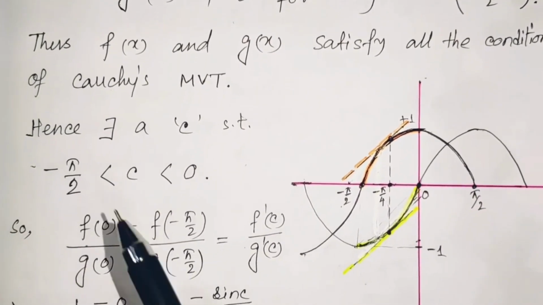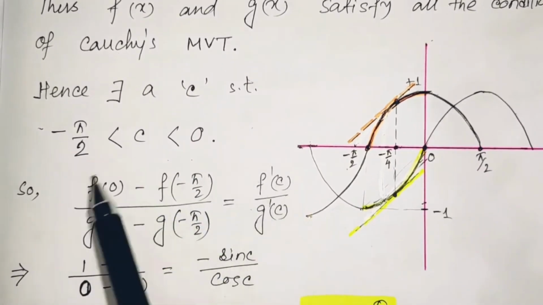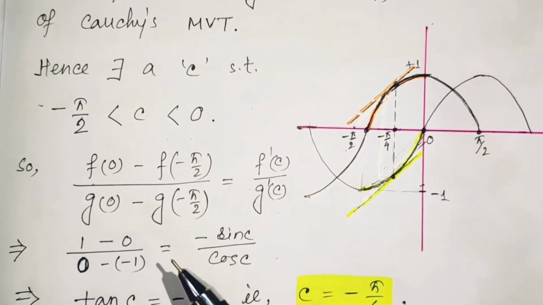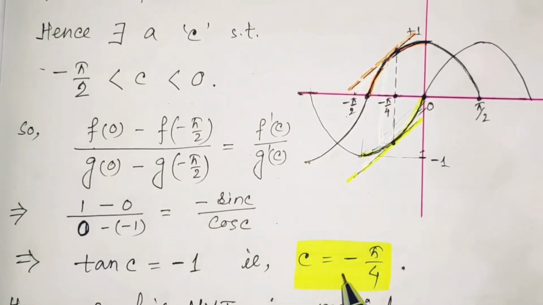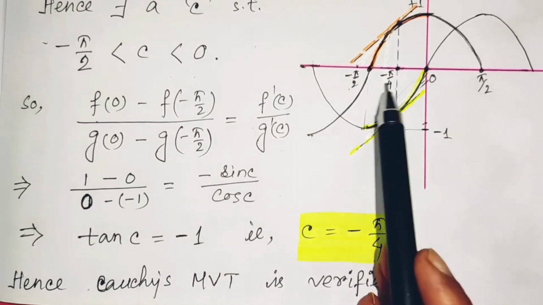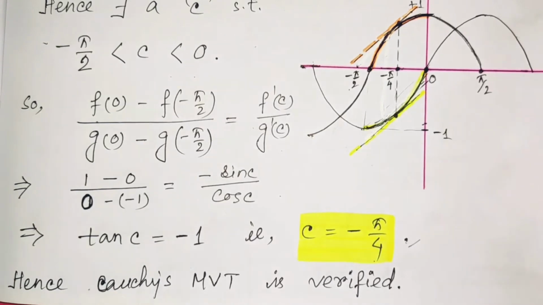So definitely we will find our c lying in between these two so that the formula is fulfilled. If we now substitute all those values, we find that the c value is minus pi by 4. This value definitely lies in between these two. Hence the Cauchy mean value theorem is verified, and the c value is this one.